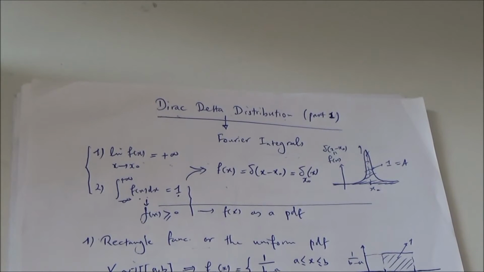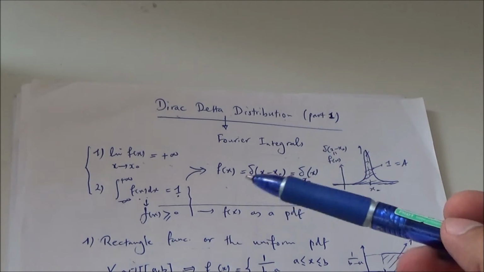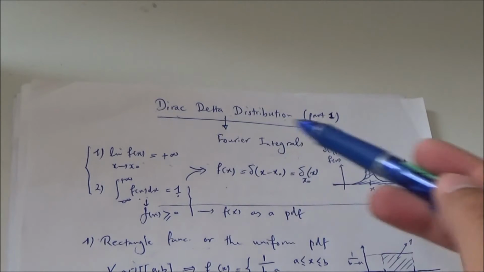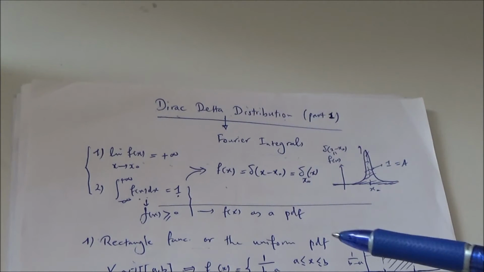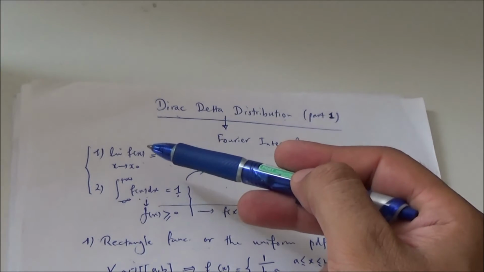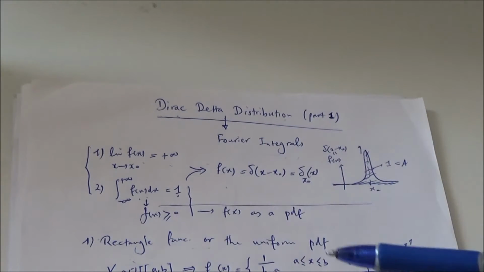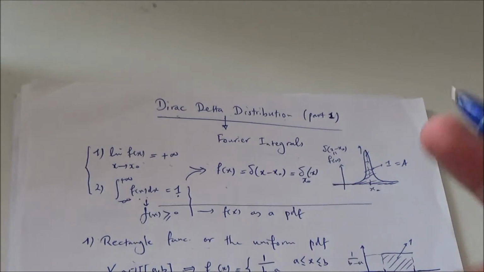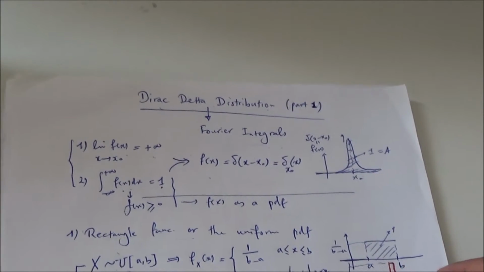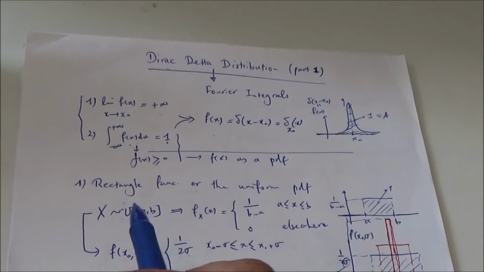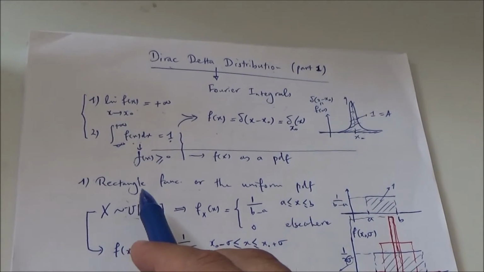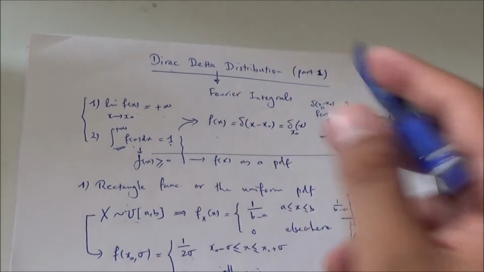Hello everyone. So in the previous video we have seen the definition of the Dirac delta function or distribution as any function f which satisfies simultaneously these two conditions, these two constraints. We have also given three different representations for any Dirac delta function.